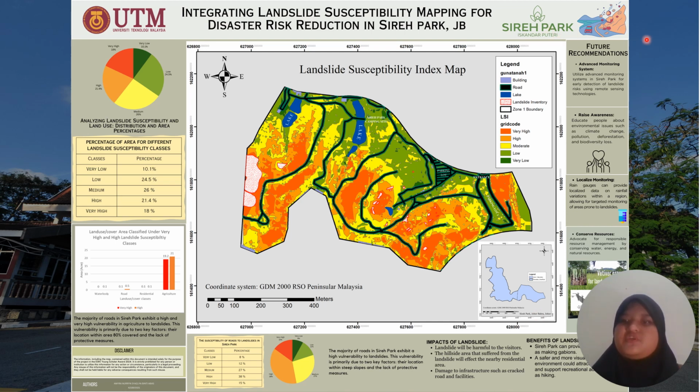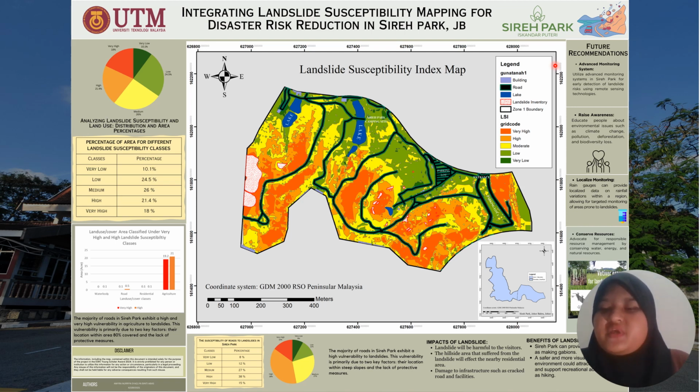So in my future recommendation, I recommend that we have an advanced monitoring system, utilizing advanced monitoring for early detection of landslide risk using remote sensing technologies such as drones, and if there is a big budget, we can use satellite images, good satellite images.